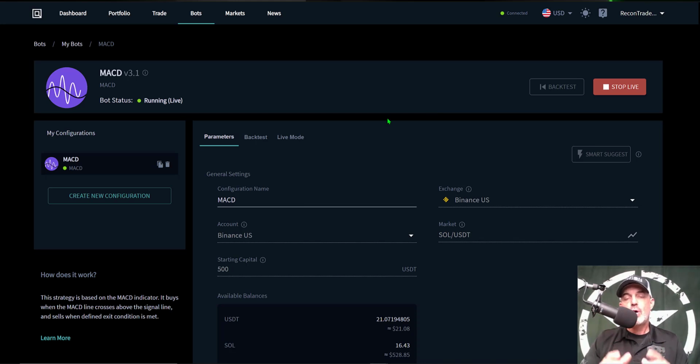So just about a month ago, I configured a new MACD crypto trading bot on the Quadency platform, and my parameters were basically, I named it MACD. The exchange I was using was Binance US. The market I am trading is SOL/USDT. The starting capital that I gave the bot to work with was 500 USDT.